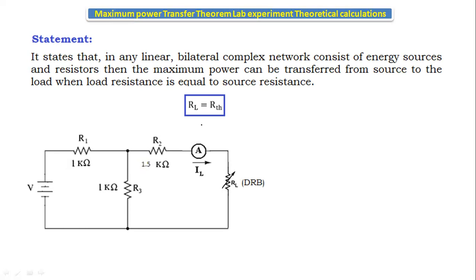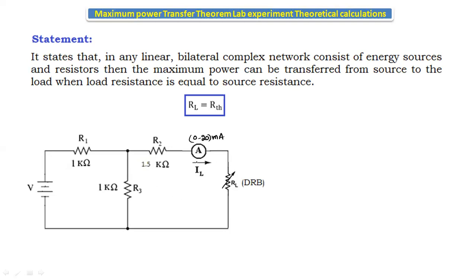This ammeter is used to measure the current. This is the practical circuit diagram, and this is the variable load. Here, by using the decade resistance box (DRB), we will vary the load resistance and see at what value of the load resistance the maximum power will transfer. This ammeter is used to measure the load current, and its range we will take as 0 to 20 milliamps.